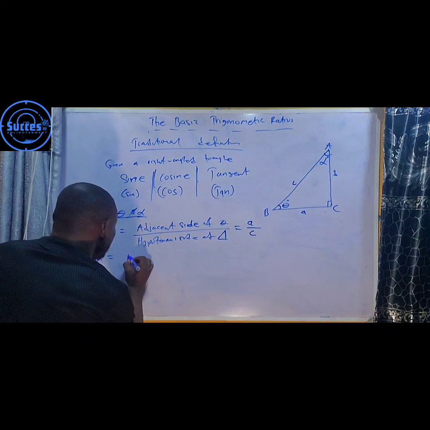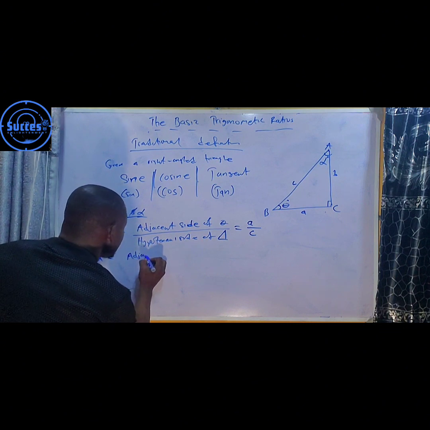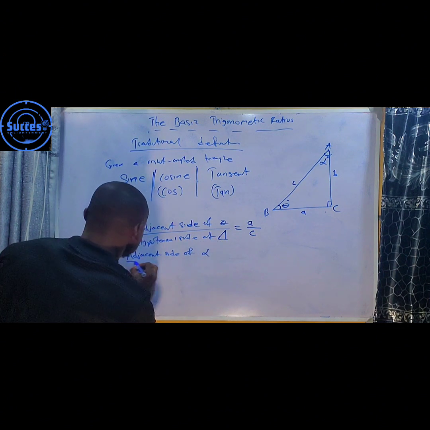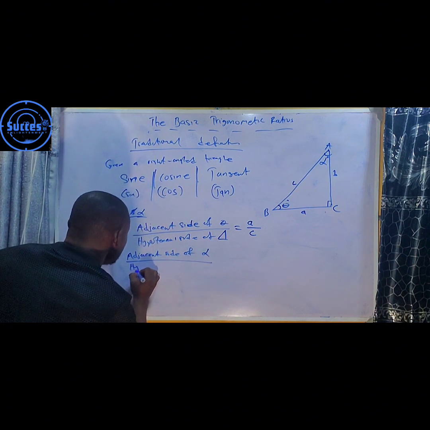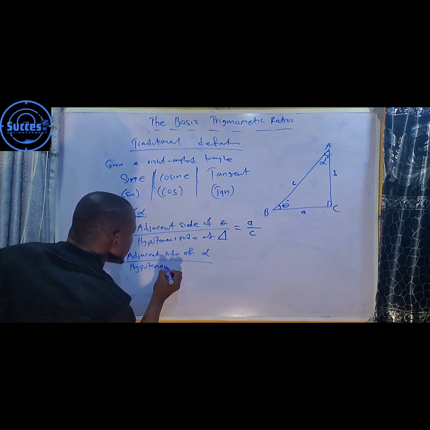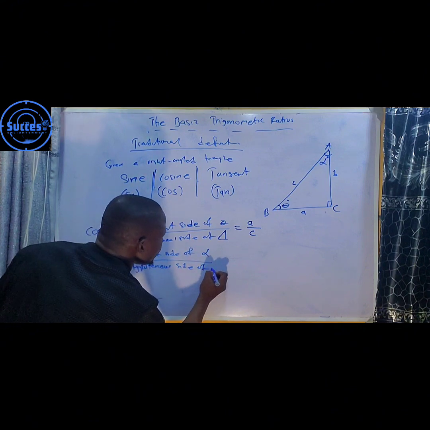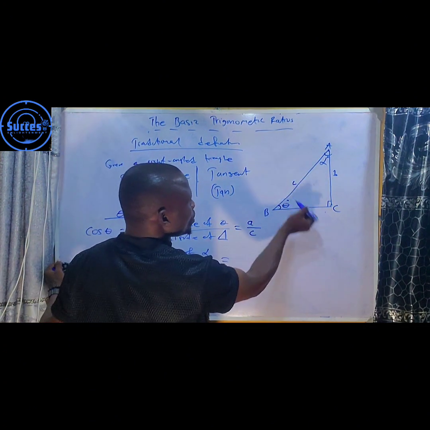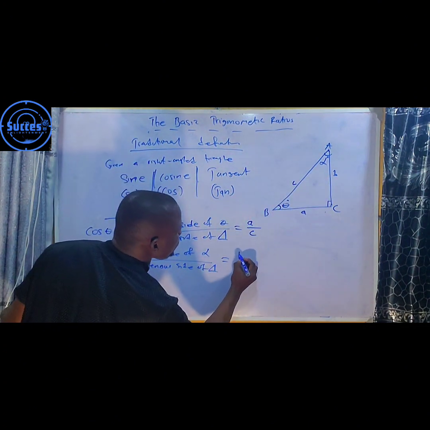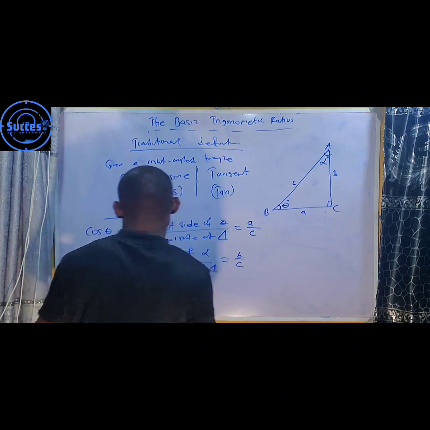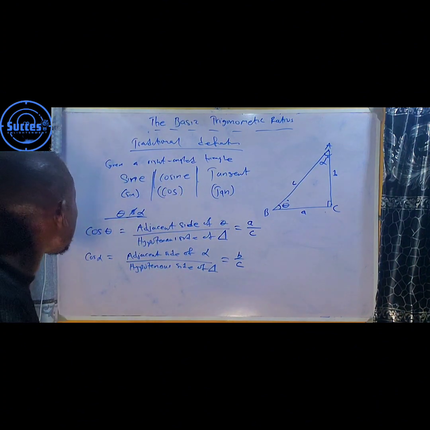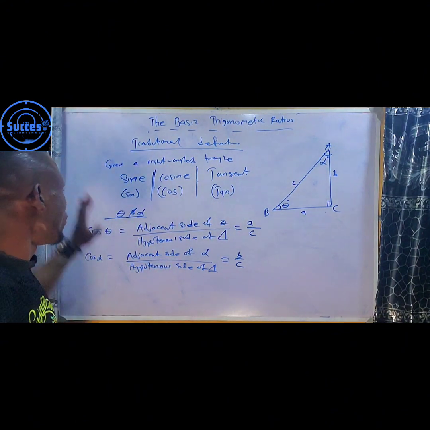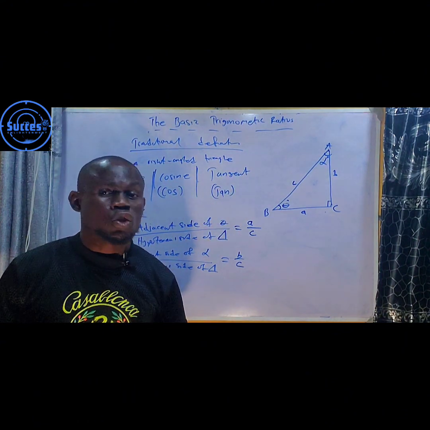That is the adjacent side of alpha divided by the hypotenuse side of the right angle triangle, which is the same thing as this alpha. This is opposite, this must be the adjacent, that is b over c. And this is the traditional definition of cosine theta and alpha. This is the traditional definition of cos. Do you get it?